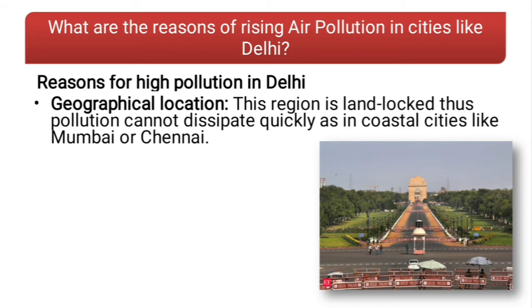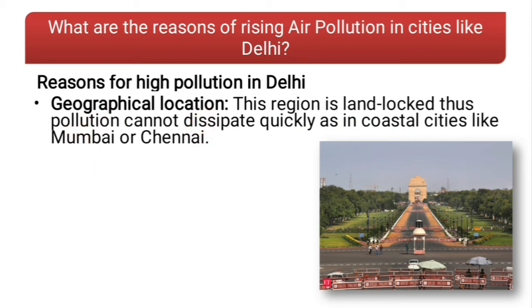Then comes another major factor, which is geographical location. I repeat, this is another very important factor: geographical location. This region is landlocked. When we talk about Delhi, Delhi is landlocked. Thus pollution cannot dissipate quickly as in coastal cities like Mumbai or Chennai.